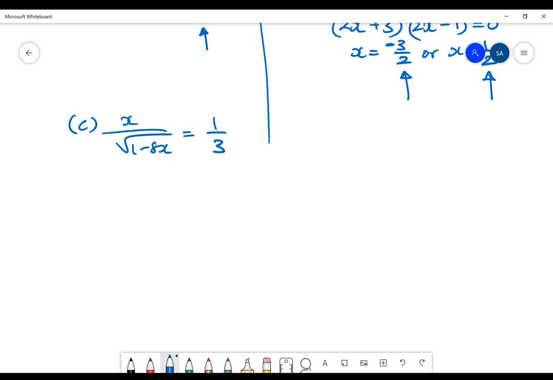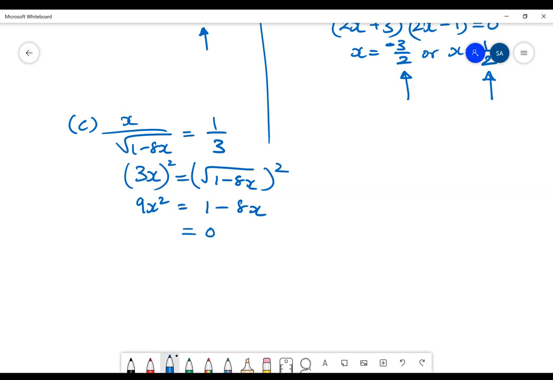Over here, you need to cross multiply. Once you cross multiply, you get this. Then I think it's quite similar to the previous sections where you still need to square both sides, and this would eventually turn out to be a quadratic as well. And you move all the other terms over and equate your right hand side to 0.